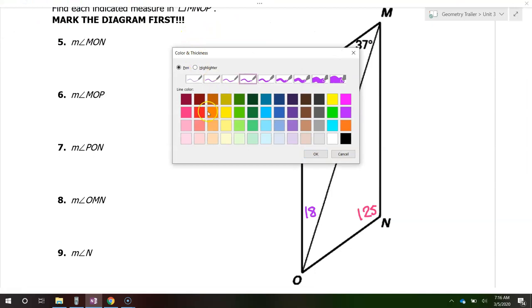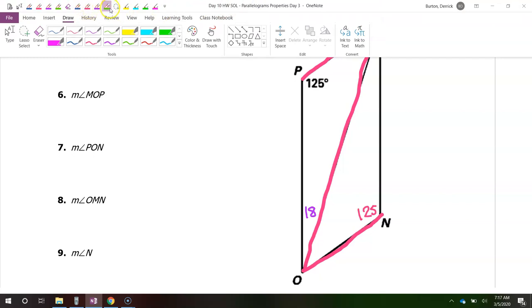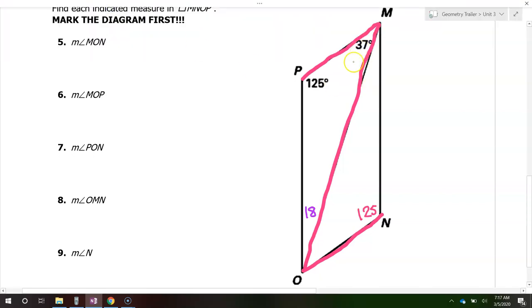All right, I think it's time for alternate interior angles, my N's and my Z's. So for example, if I draw the Z right here, the corners of the Z will be alternate interior angles. So I see the 37 in one corner, so that means I should have 37 in the other corner. All right, now I should be able to do that again, with maybe an N this time.